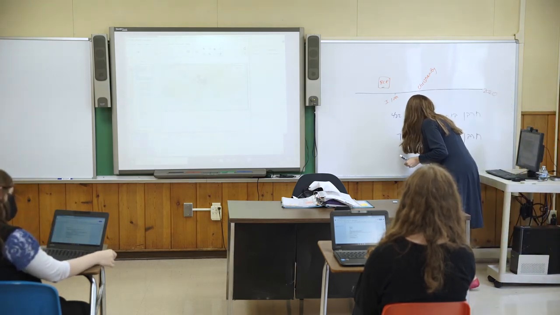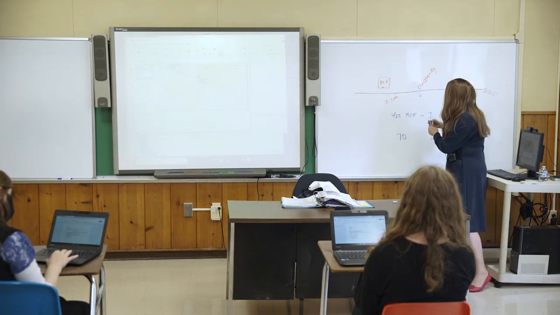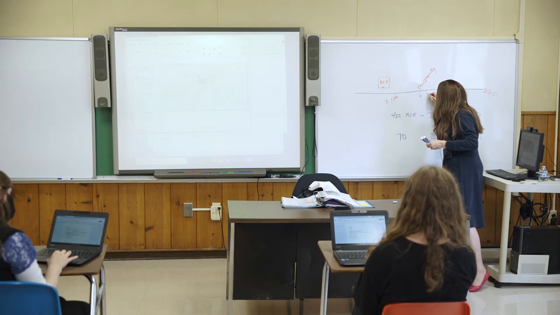70, correct. It is 70, and I do not need to put any indication afterwards because it is 70 after the 0. So it's pretty close to 0. I'll do Churban number 2.